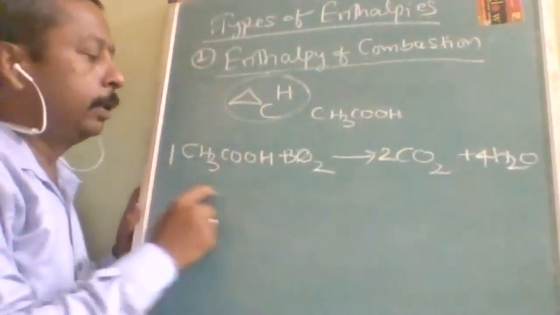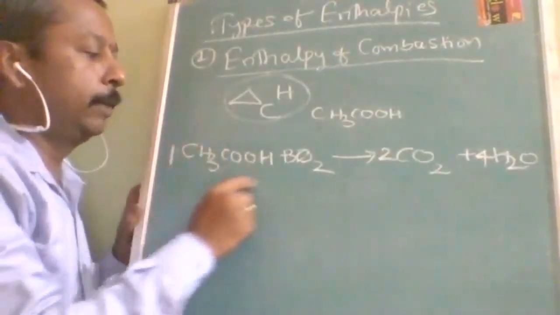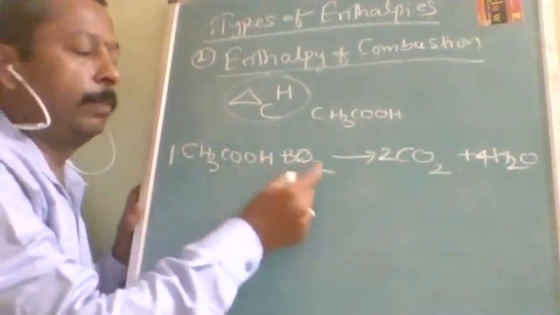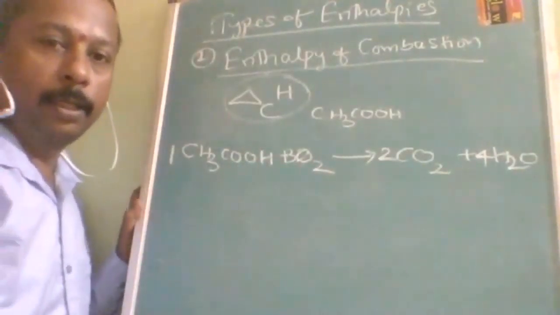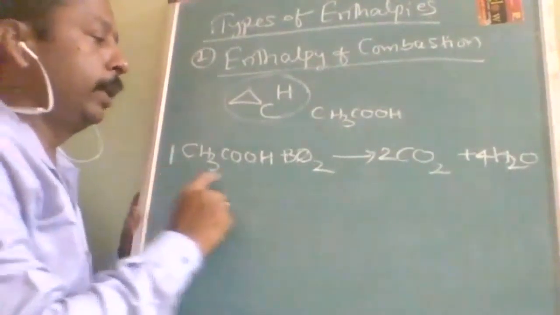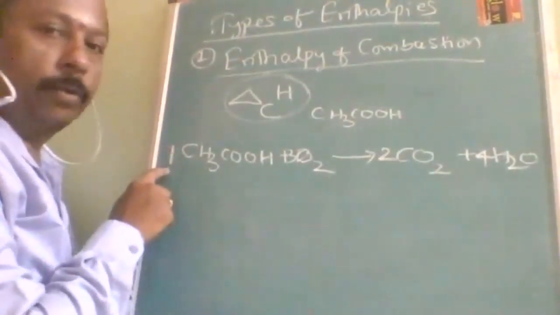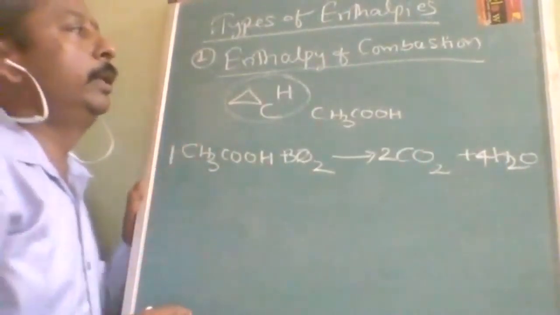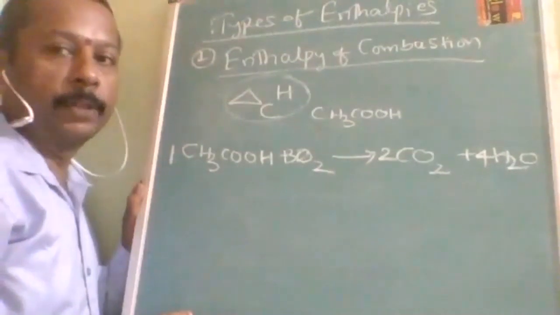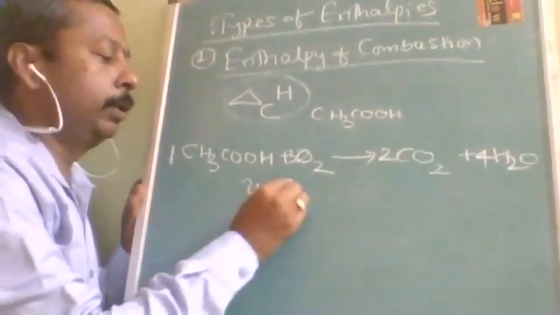First thing, the substance which is undergoing combustion should be written on the left side. Second, it should be associated with only another product, that is oxygen only. And third thing is, when it undergoes combustion, there should be 1 mole only. There should be how many moles? 1 mole. Okay. So these are the three things you should understand in the enthalpy of combustion, denoted with delta C.